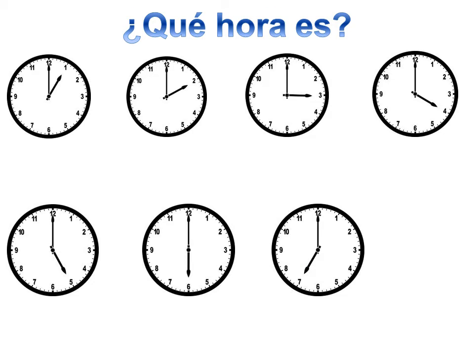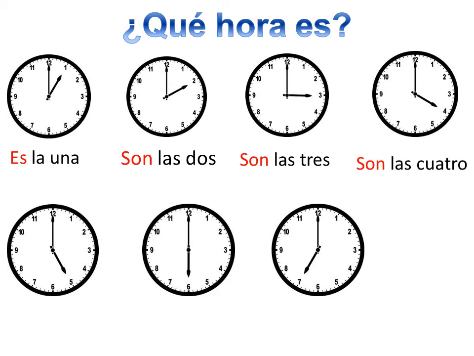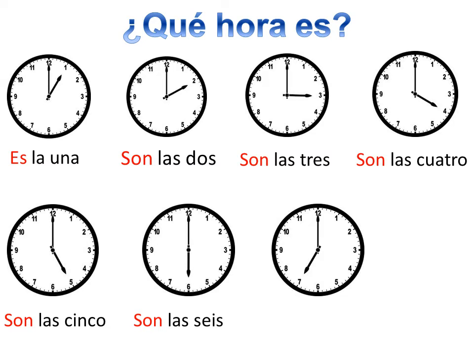Okay? All right, so ¿qué hora es? We have different clocks here for different times of the day. So we're going to start with the one on the left. Okay? Es la una. So it's 1 o'clock. Son las dos. It's 2 o'clock. Son las tres, it's 3 o'clock. Son las cuatro, it's 4 o'clock. Son las cinco, it's 5 o'clock. Son las seis, it's 6 o'clock. And son las siete, it's 7 o'clock.